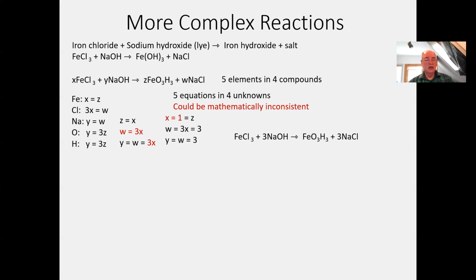Okay, and look at your ions. You've got 1 ion on one side, 1 ion on the other. You've got 3 chlorines on one side, and 3 chlorines on the other. You've got 3 sodiums on one side and 3 sodiums on the other. 3 oxygens on one side, and there it is, 3 oxygens on the other. And finally, 3 hydrogens on one side and 3 hydrogens on the other.